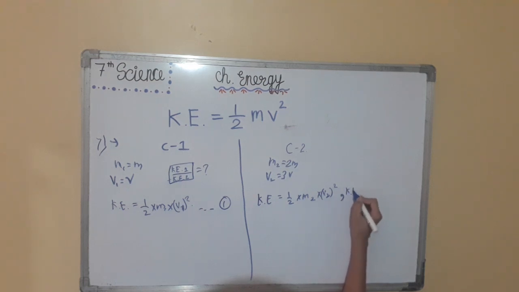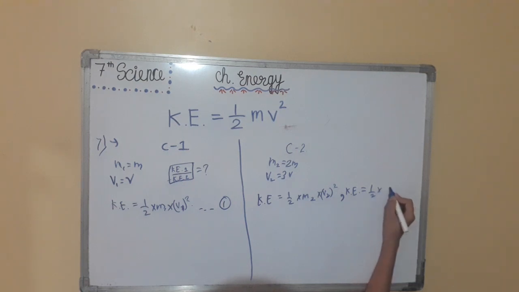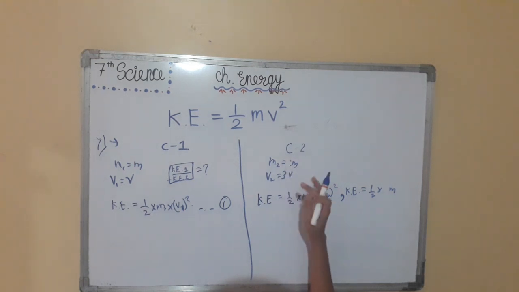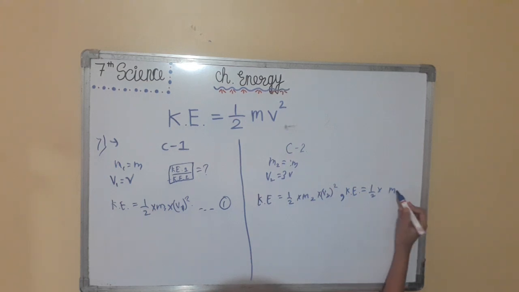Therefore, kinetic energy 2 is equal to half into m2, which is m only, into the velocity 3v whole square. This is equation 2.